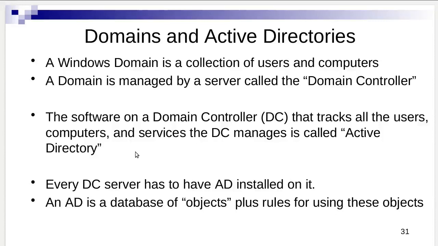Okay, so a Windows domain is a collection of users and computers. And so you can organize this in many ways. You can take a domain and manage it with the server, and that server, that physical hardware, is called the domain controller. Active Directory, on the other hand, you can think of as a database that allows you to track all the users and all the computers and the services that the domain controller manages.